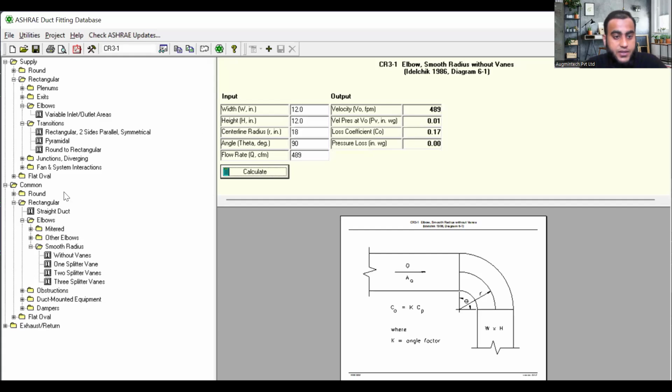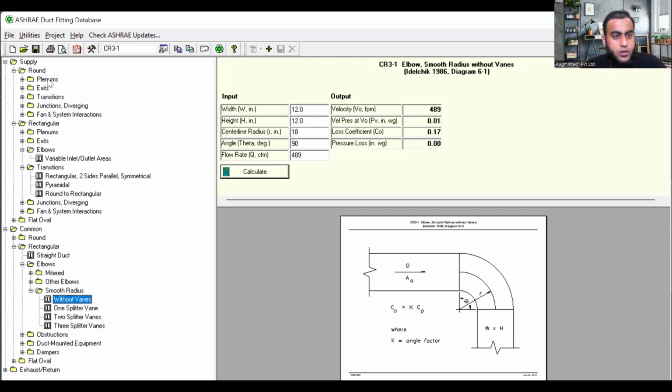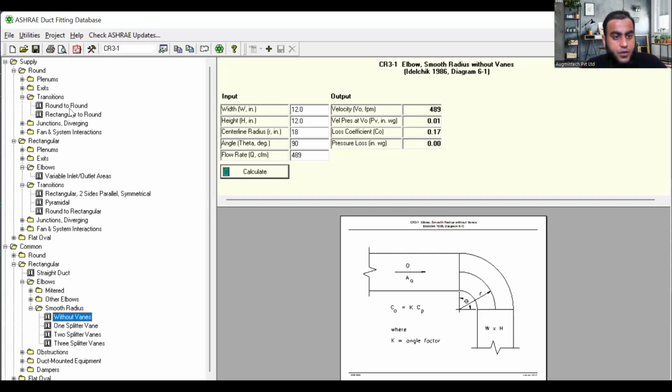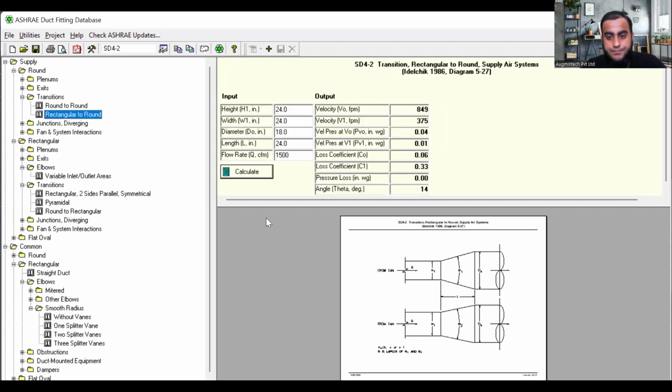See, here in this software, duct mounted damper, even smooth radius, other different options are available. So come here in the round option. See, in supply round, transition, round to round, rectangular to round. See, rectangular to round transition. Just go for that. Okay. And just enter this input. So W1, H1, diameter.